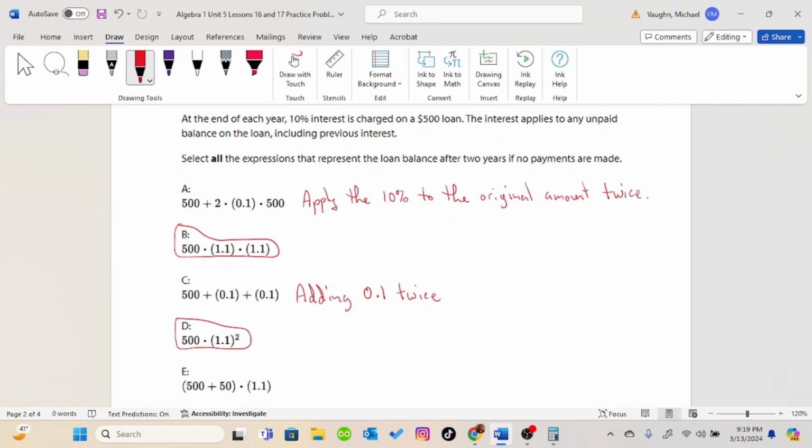And finally on E, 10% of 500 is 50. So by adding 50, they're adding the first 10%, and then they're multiplying this new total by 1.1, which then adds 10% of the new total to it. So E is also correct. So choices B, D, and E are all different ways to write the exact same thing.